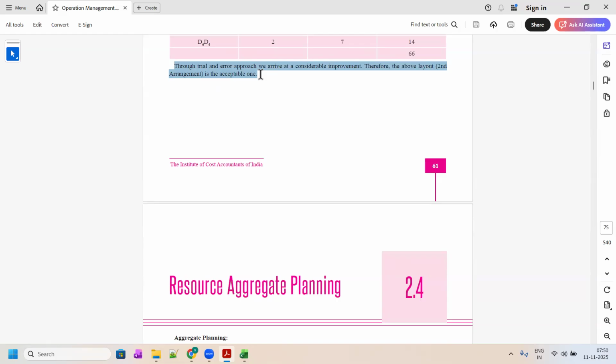Clear, na? Yes, sir. Okay, we'll do this much today. Resource aggregate planning will start from tomorrow. Fine. Okay, sir. Okay.